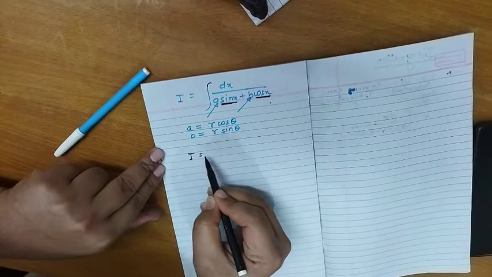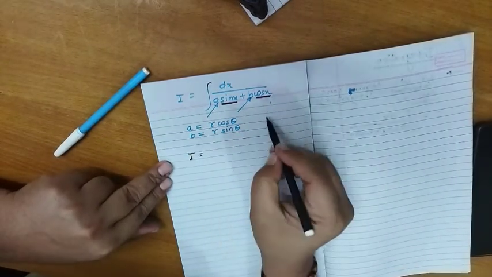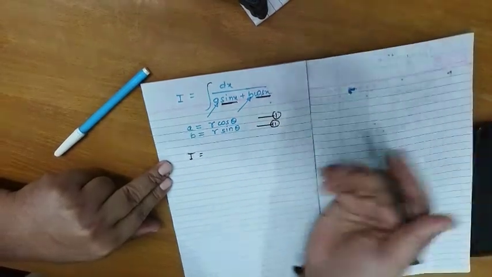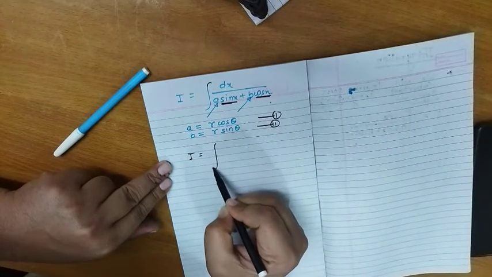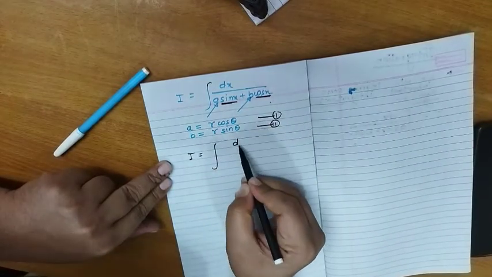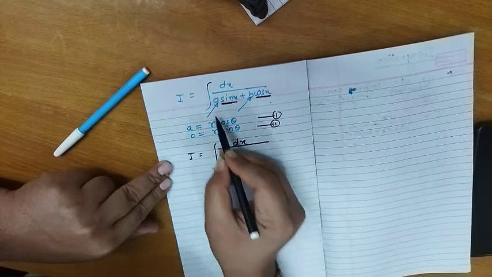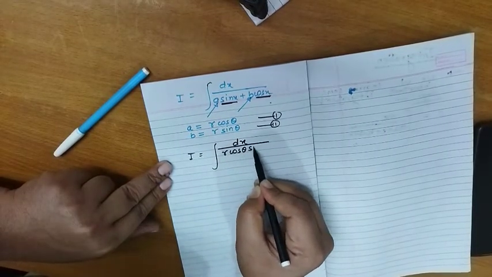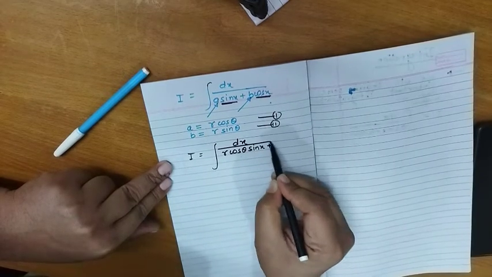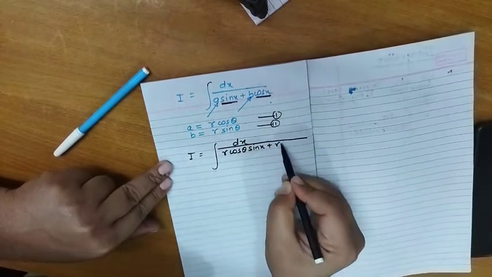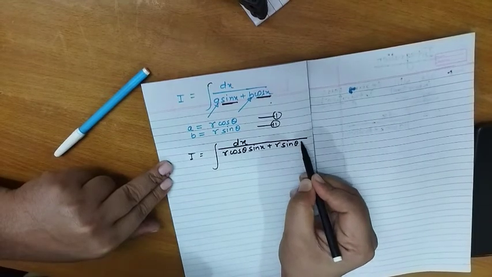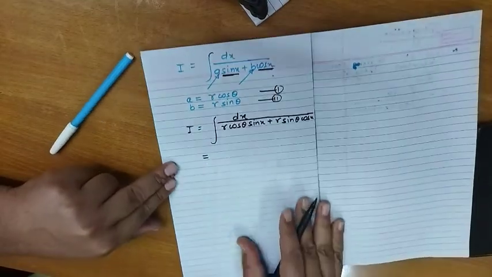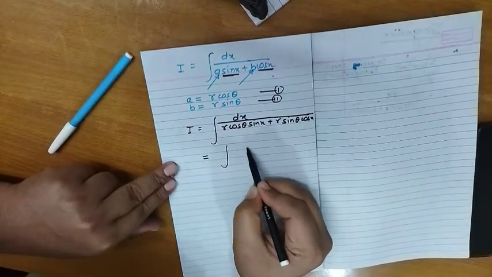So then, okay, now substitute these values of a and b, equation 1 and equation 2, that you can assume. Now substitute here, dx upon, what is the value of a? r cos theta sin x plus, and what is the value of b? r sin theta cos x. Is it clear? Okay.